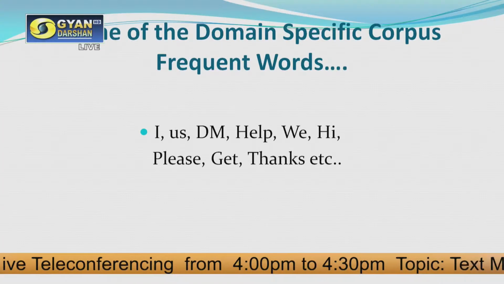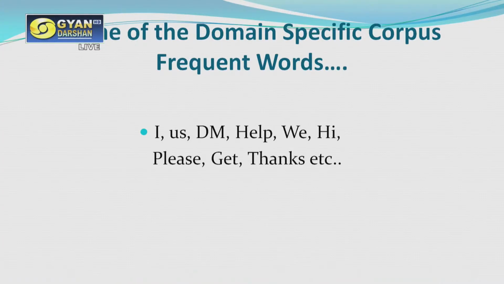So some of the domain specific corpus frequent words we can see here are DM, or else help, we, hi. Such frequently used domain corpus words can be removed by looking into the document that we are handling. So it all depends upon the corpus that we had already aggregated, and depending upon the corpus we identify certain frequent words, we make them into a list, and we pass that particular list to the Python program, and there the whole removal process will be taken care of.